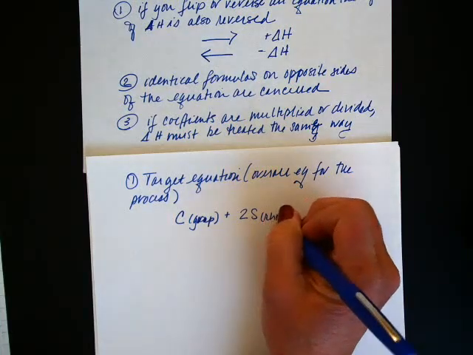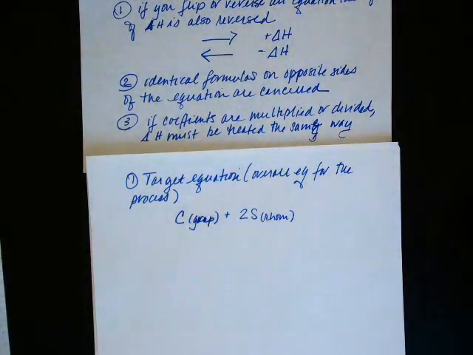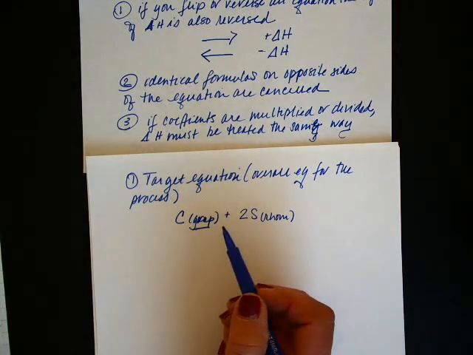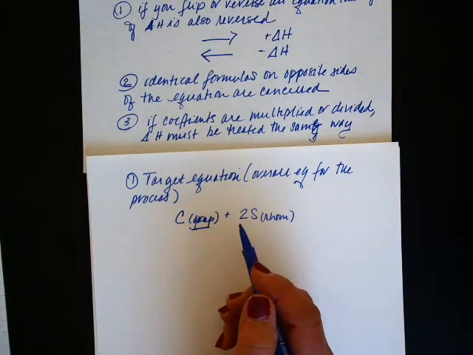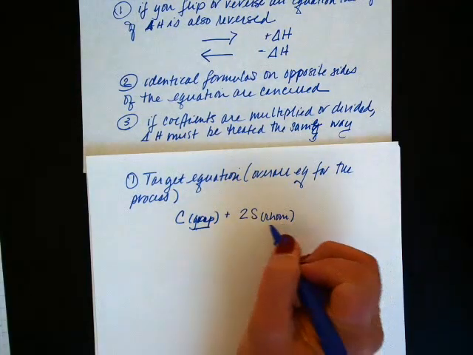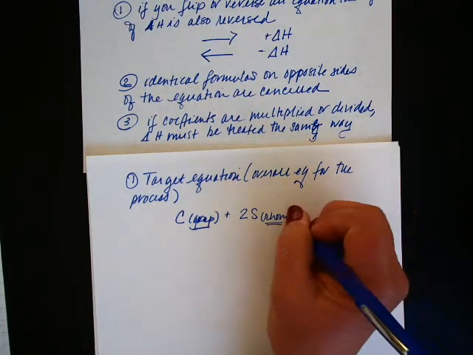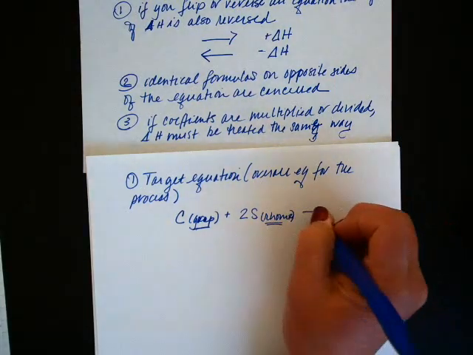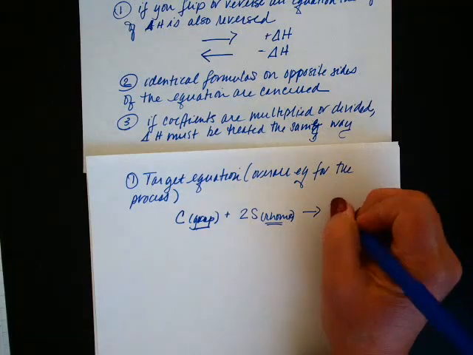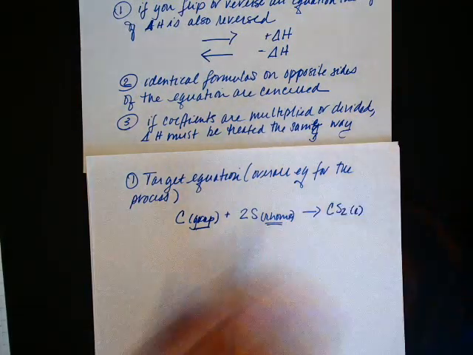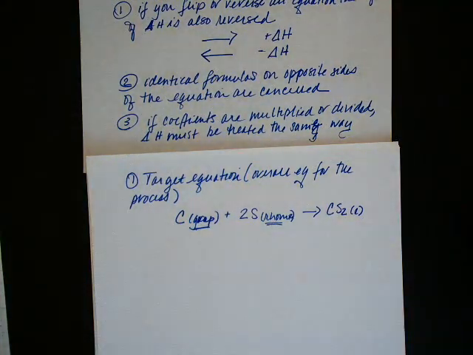And remember, I've told you that the form or the phase is going to have a different delta H, so you have to be careful. The delta H of graphite is going to be different than the delta H of diamond, and I think I showed you that as an example. The shape of this sulfur is also going to impact that, and this is rhombic. And when these react, we're going to form CS2 liquid. So this is a reaction for 1 mole of CS2.